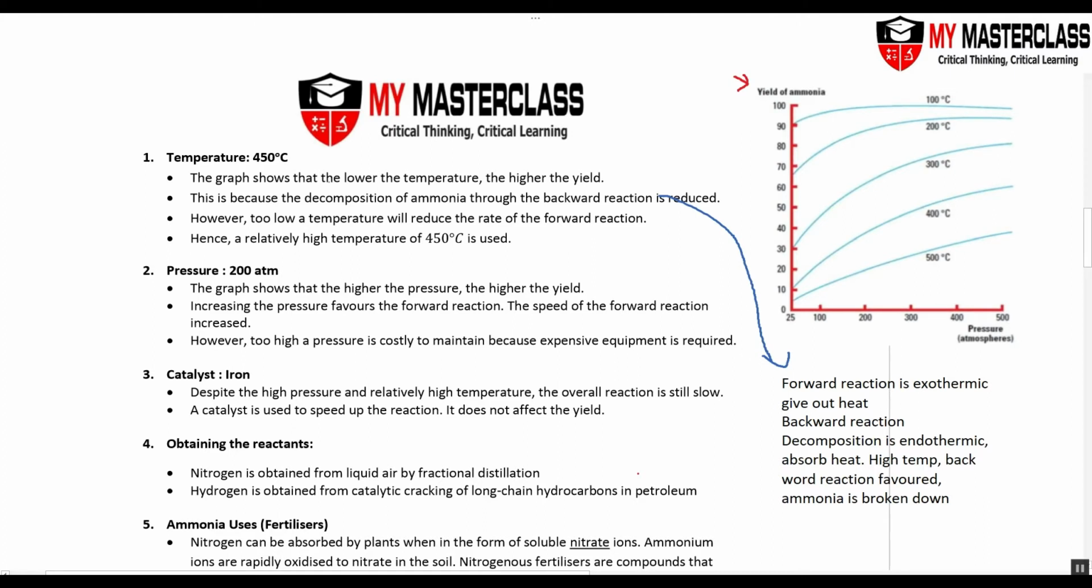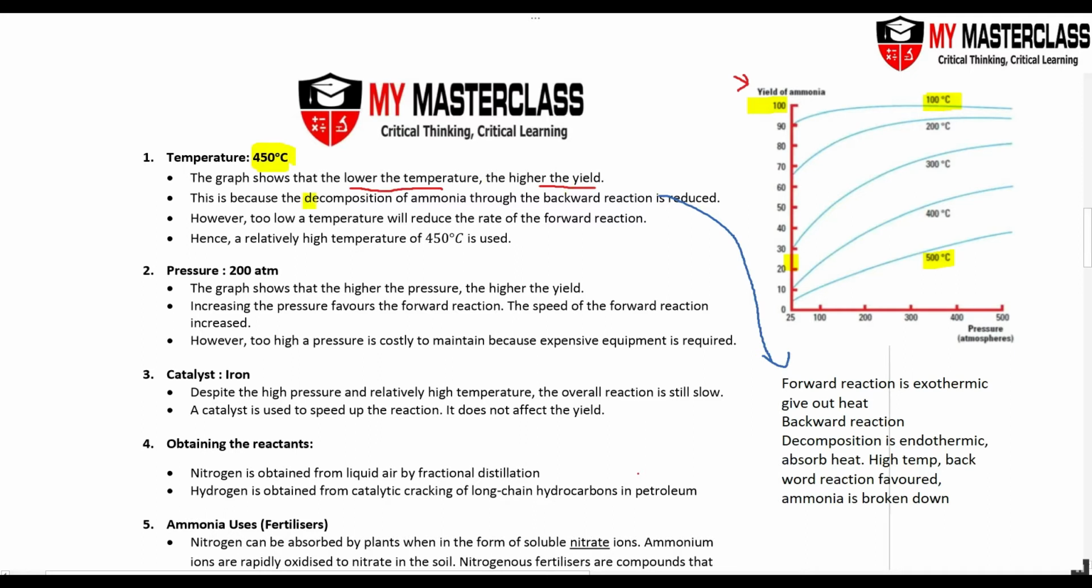Okay, so from this graph, can you see that the lower the temperature, the higher the yield? All right, so let's look at it. At almost 100 degrees Celsius, your yield is 100%. And 500 degrees Celsius, your yield is only about 20%. Okay, so the best temperature that we decide ultimately is 450 degrees Celsius. Why? Okay, so why is it that the lower the temperature, the higher the yield?